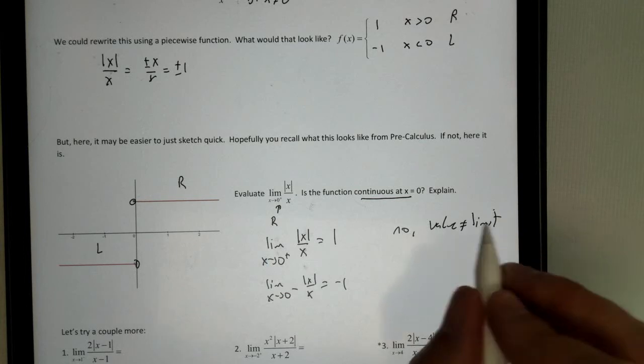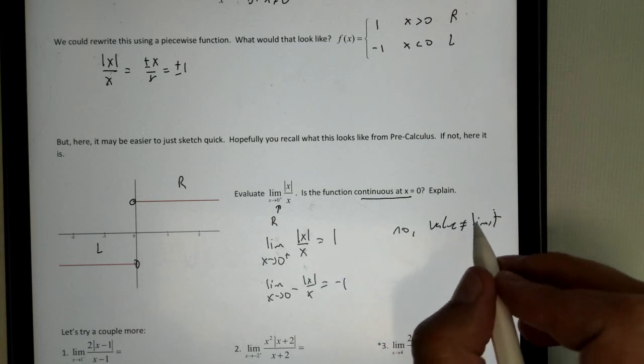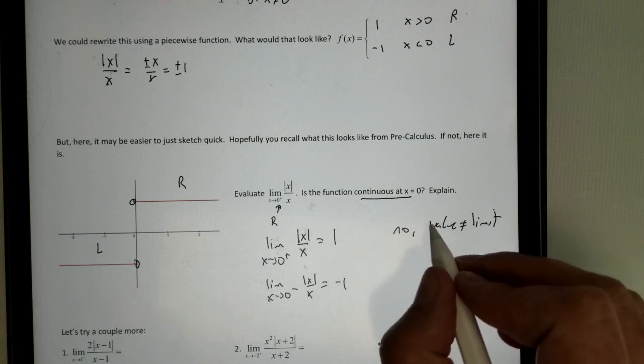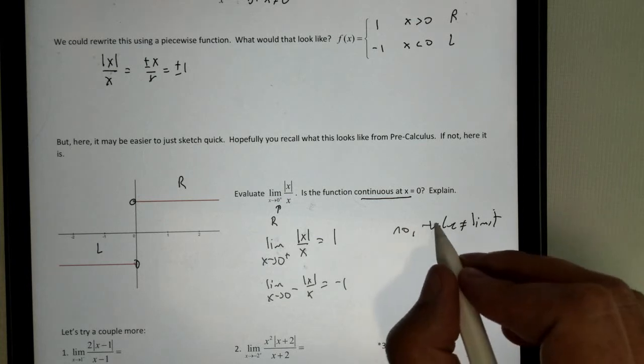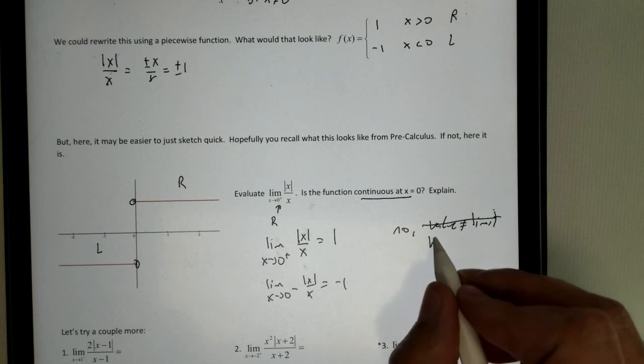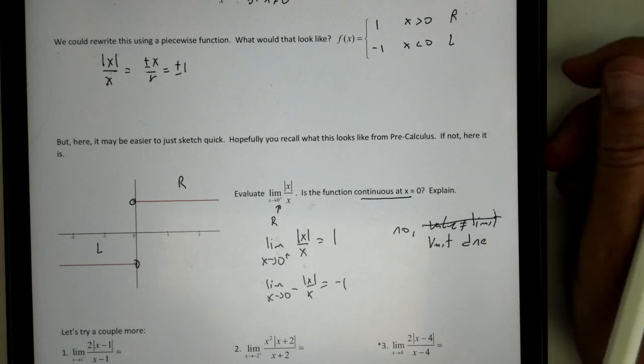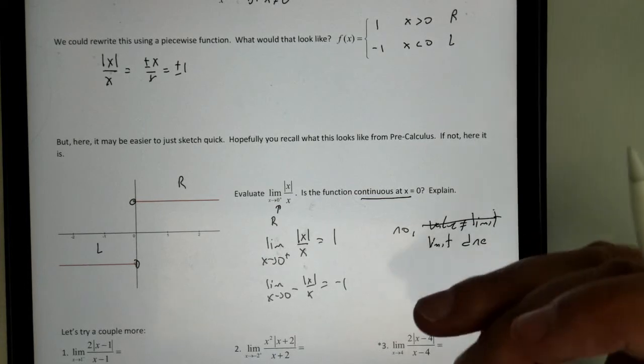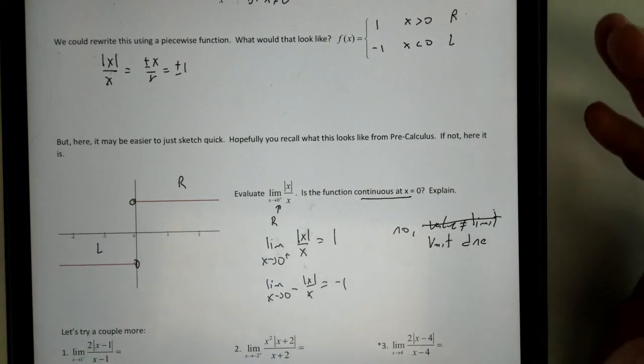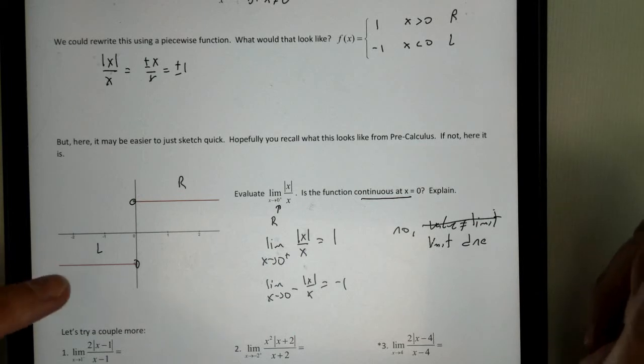Now there's actually a more specific reason. Here we can't even do this, so it's okay to say the value does not equal the limit, but really what we should say is that the limit doesn't even exist. So we just say that the limit does not exist there. If you can't have a limit, you can't have continuity anyway. And again, we're going to talk about that later on.